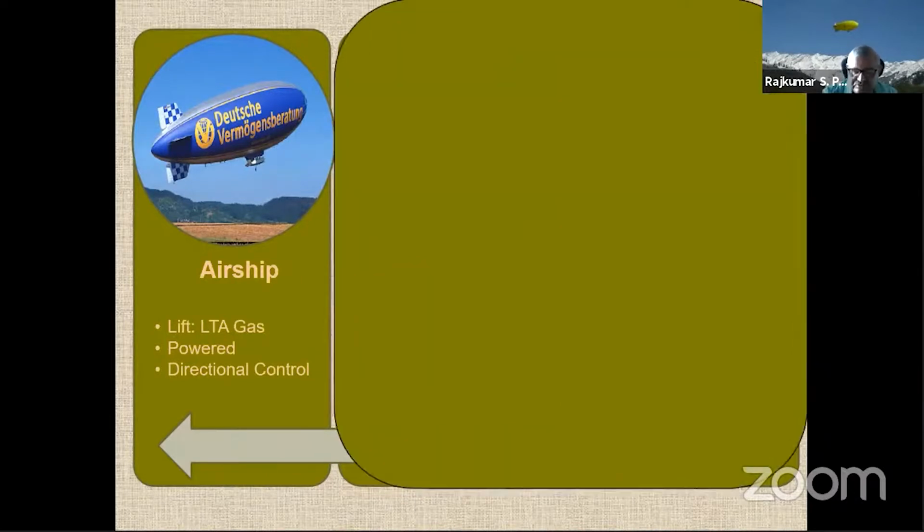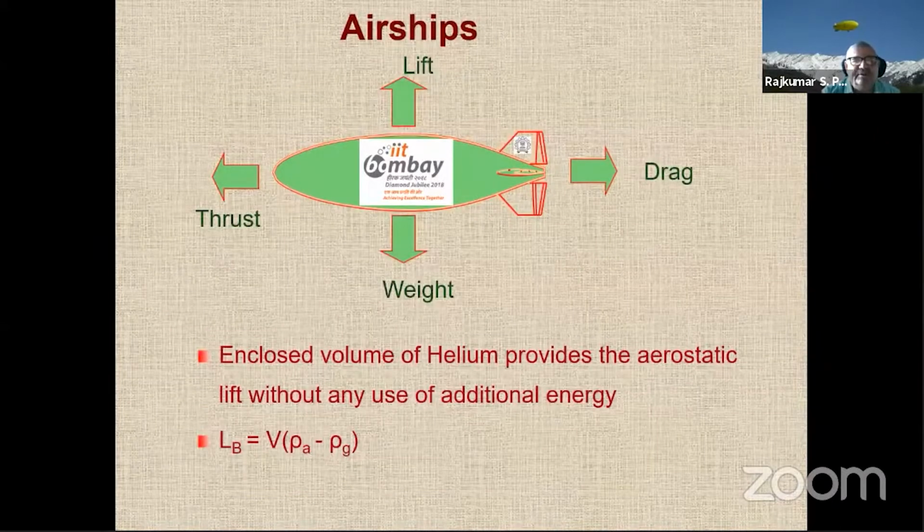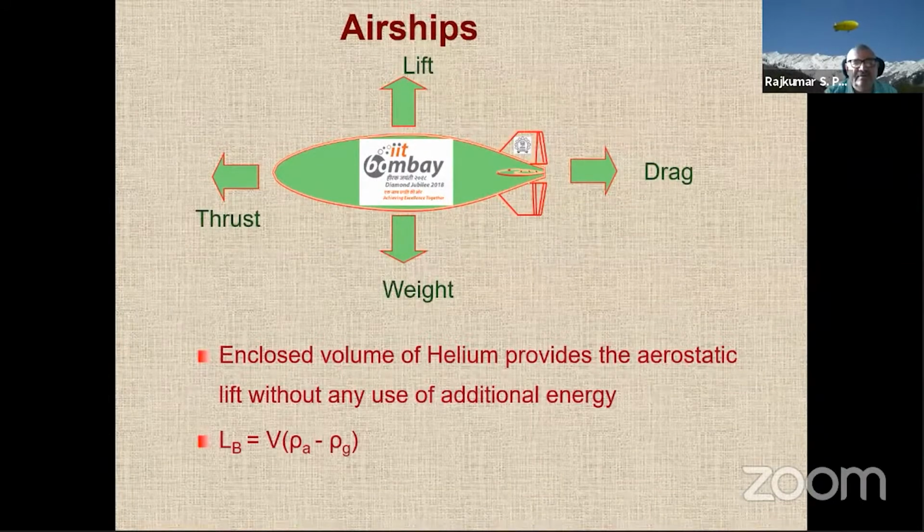So today we are going to remove aerostats and hot air balloons from our radar, and we will focus only on airships today and tomorrow. So typically, just like any aircraft, there are four forces acting on the airship: lift, thrust, weight, and drag. Now, two of these forces are natural and two of these forces are made by us.